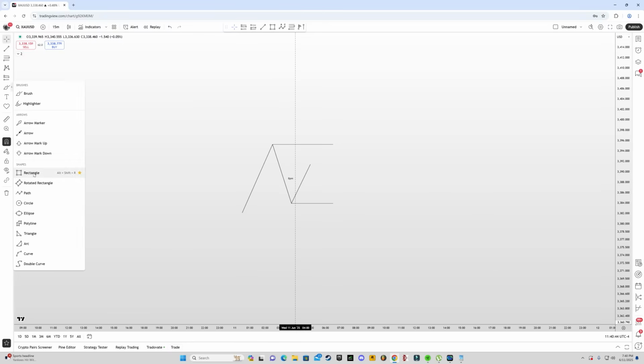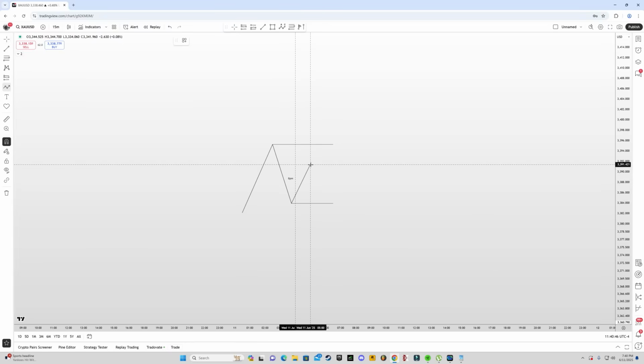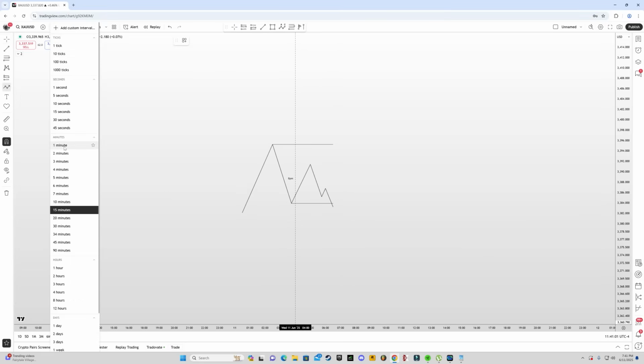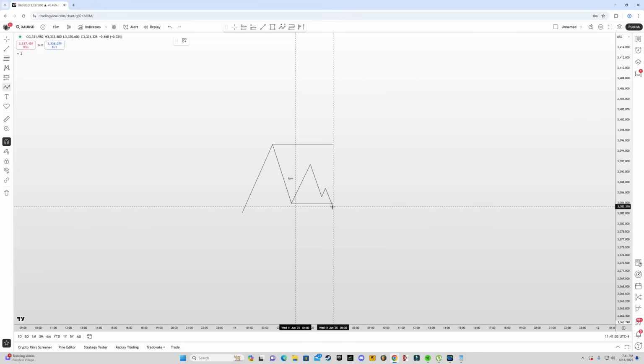Now after 8 p.m., what you're looking for is a sweep of either the low or the high. So let's say in this case, price pushes down and sweeps out the most recent unswept low that we marked out before 8 p.m. open. Once we have swept that, just drop down to the 1 minute time frame and look for a market structure shift with displacement.